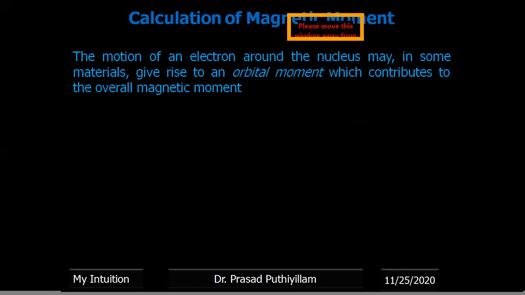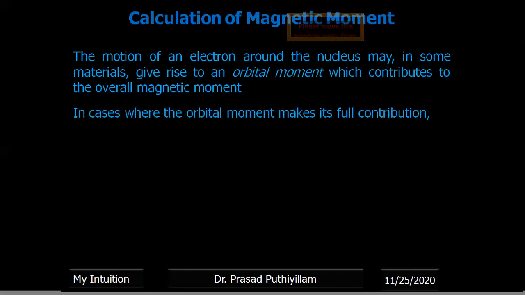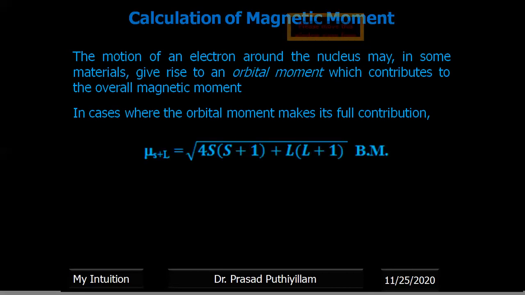The motion of electrons around the nucleus may, in some materials, give rise to an orbital moment, which contributes to the overall magnetic moment. That means not only spin is considered, even the orbital moment is also considered. Where the orbital moment makes its full contribution, the spin-only formula cannot be used. We have to use another formula: mu s plus L is equal to square root of 4S into S plus 1 plus L into L plus 1, where L is the sum of the orbital angular momentum quantum numbers. It's a summation you have to take.